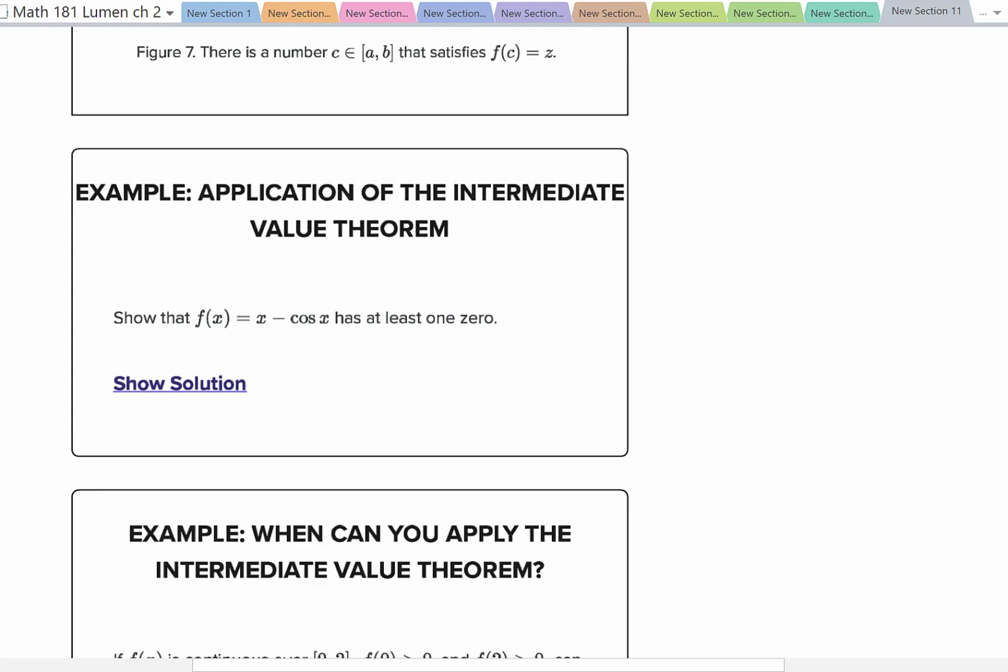So show that f of x equals x minus cosine of x has at least one 0. So we want to find a place where it's going to be negative and a place where it's going to be positive. So if we can show we have a number below and then above the x-axis, then we must have a 0, because this is a continuous function. X is continuous, cosine of x is continuous, so this is continuous. We don't have any holes here, or asymptotes for that matter.